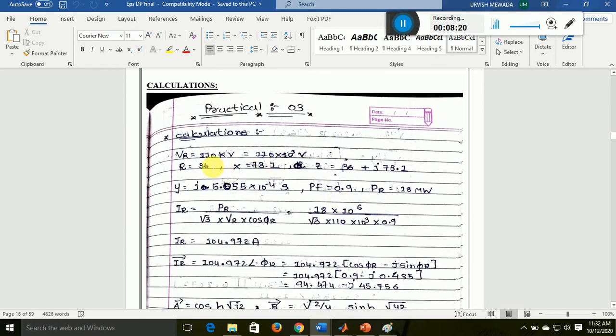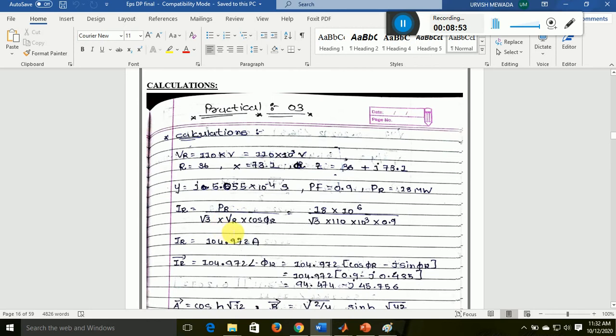VR that we have taken is 110 kV, so 110 into 10 raised to 3 volts. R is 36 and X is 73.1. Z that we have taken is 36 plus j73.1, and Y that we have already applied is j into 5.055 into 10 raised to minus 5. The power factor is 0.9, and the receiving end power is 28 megawatt. So let us find out the IR.